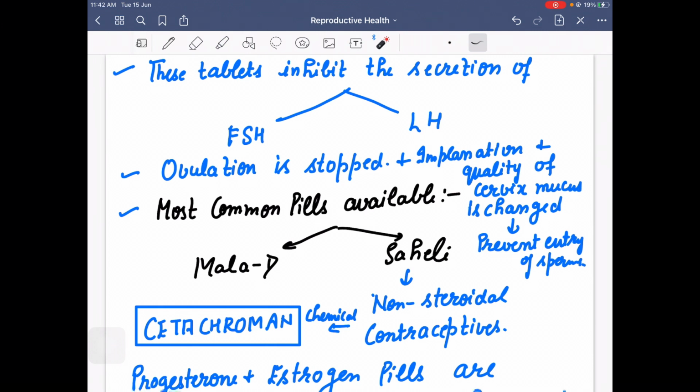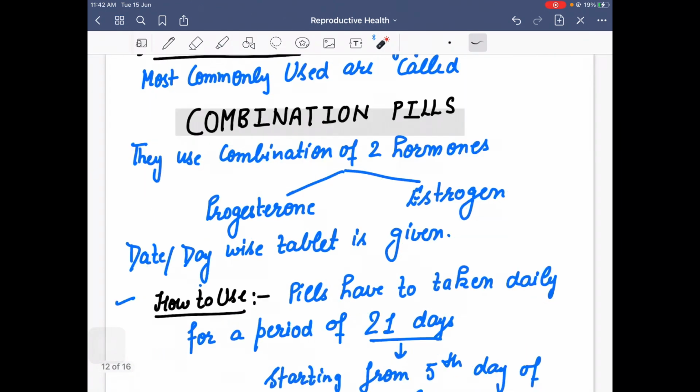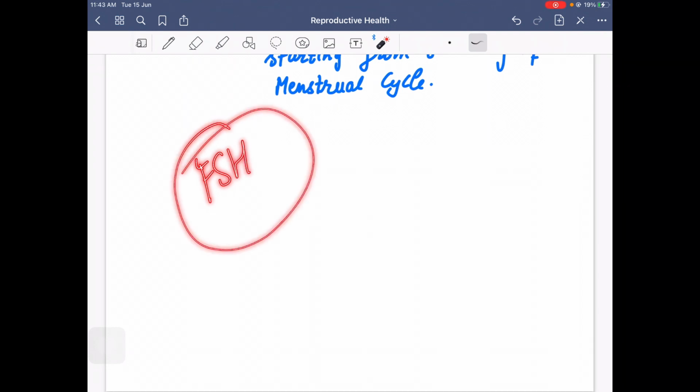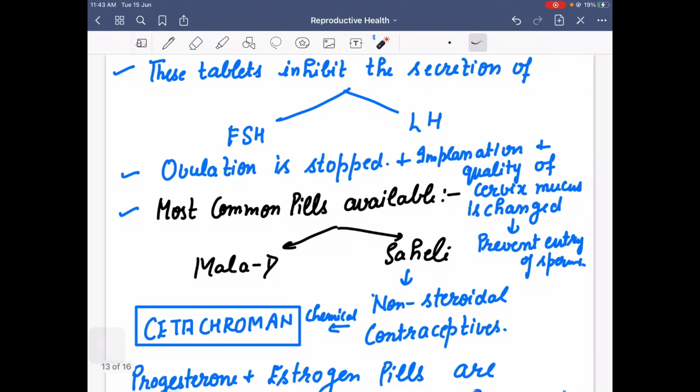What is the effectiveness of these tablets? We know that during ovulation, LH is at the maximum, and before that there is an increase in the secretion of FSH. So these tablets work like that: they inhibit the secretion of two major hormones at the ovulation time, that is FSH and LH. So ovulation is stopped, implantation is stopped.